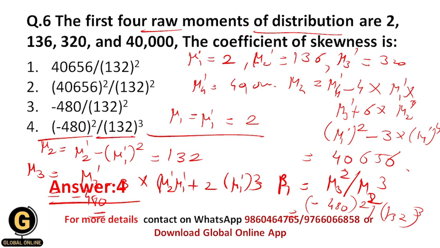I can give you one trick for this. Here they have given you the fourth raw moment, which is 40,000. You don't need to calculate the central moment for this value, because you don't need it in your final answer; within the beta 1 formula there is no mu4, right? You need to calculate only mu3 and mu2, so it is sufficient. So don't waste time calculating mu4. I calculated it because I wanted to tell you the formula, but it is not necessary, so take these things into consideration.